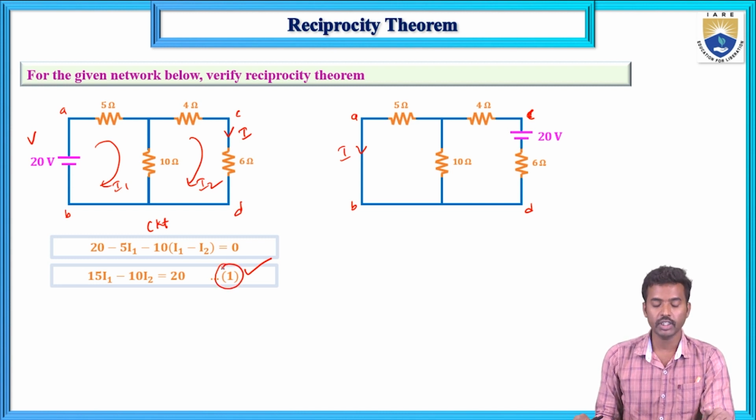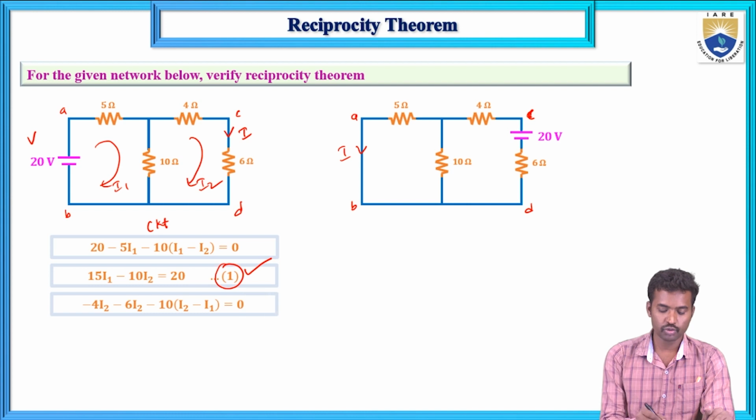Now the second mesh equation: here all the resistive drops are minus 4 I2, minus 6 I2 and minus 10 into (I2 minus I1). This is the second equation.